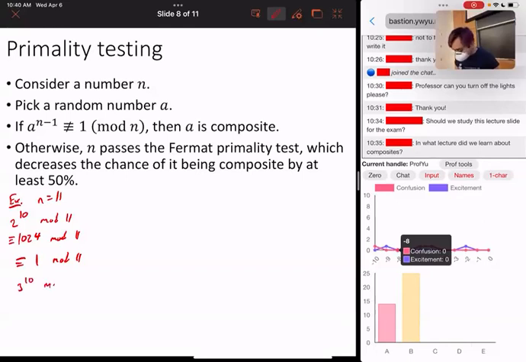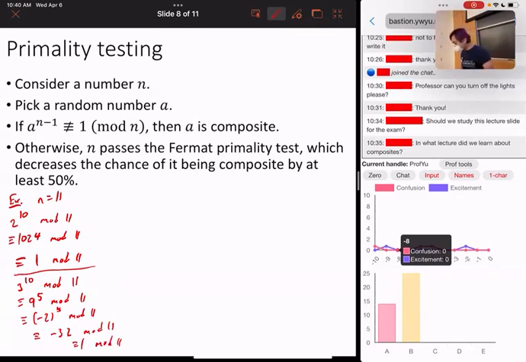Similarly, 3 to the 10 mod 11 is congruent to, I'm going to rewrite this as 9 to the 5 mod 11. Notice that I'm not using successive squaring. You can do it, but if you're clever, you can sometimes do it a slightly different way. So this is 9 to the 5 mod 11, which is congruent to minus 2 to the 5 mod 11, which is congruent to minus 32 mod 11, which is congruent to 1 mod 11. So now we've checked it for 2 different numbers. What does that mean? Together, this means that there's a 3/4 chance that it's prime, at least.